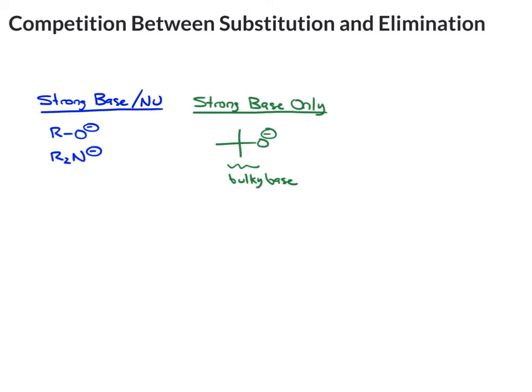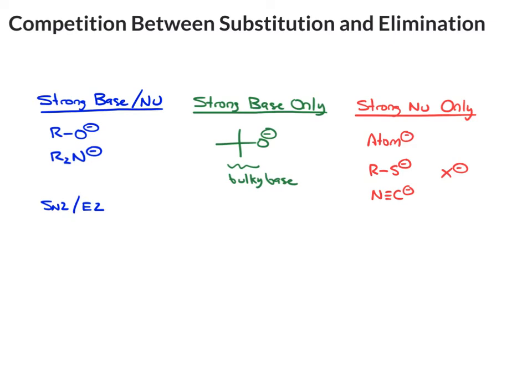And then finally, we have things that are strong nucleophiles only. And that's basically anything else, so any other atom with a negative charge. So for example, if you have S minus, that's really only a good nucleophile. It's not a good base. CN minus, halide ions. These things tend not to be very good bases, but they are really good nucleophiles. So this will help us narrow down our mechanisms in that the strong bases and nucleophiles prefer E2 and Sn2. The strong bases only prefer E2. The strong nucleophiles only prefer Sn2.